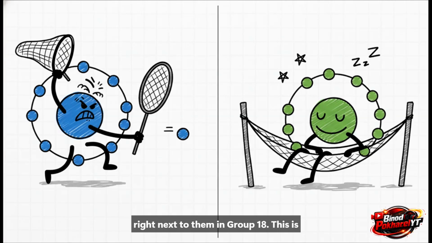But look right next to them in Group 18. This is the finish line. The noble gases like helium and neon. Their outer subshells are perfectly, completely full. They have a valency of 0. Because they don't need to lose or gain absolutely anything, they are completely chemically inert, unreactive, and totally independent.